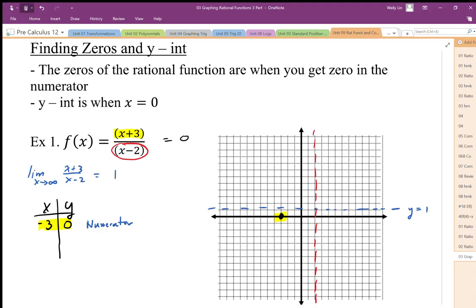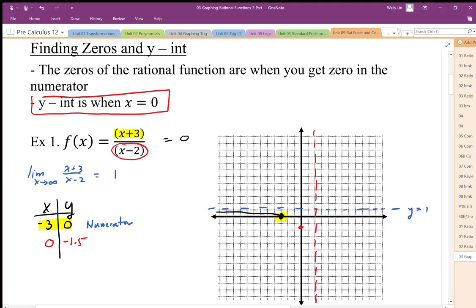The other coordinate we're going to use is the y-intercept. The y-intercept is when x is equal to 0. So when I plug in x is 0, I can just substitute and calculate what's left over, which is 3 divided by -2. That's going to be -1.5. So (0, -1.5) represents my y-intercept, and I can then sketch my basic rational function through those points.